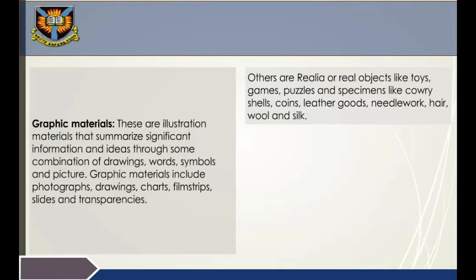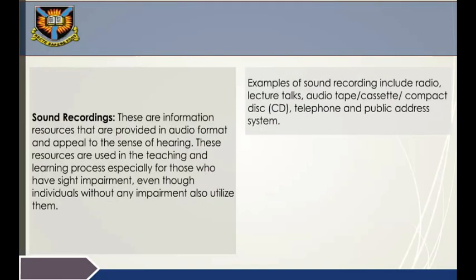Graphic materials. These are illustration materials that summarize significant information and ideas through some combination of drawings, words, symbols, and picture. Graphic materials include photographs of drawings, charts, film strips, slides, and transparencies. Others are realia, or real objects like toys, games, puzzles, and specimens like cowrie shells, coins, leather goods, needlework, hair, wool, and silk.